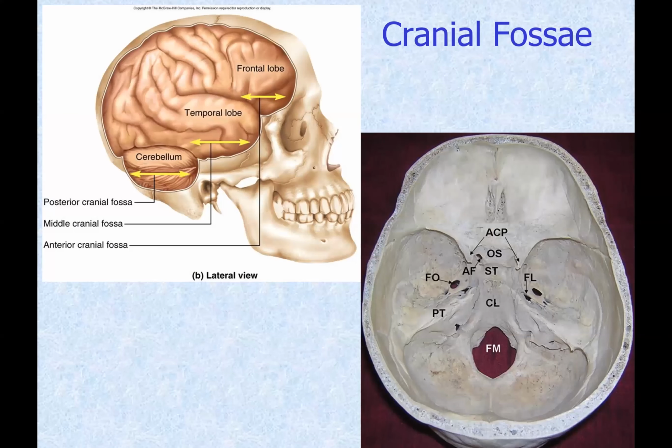Okay, now these are these cranial fossae. Okay, let me. Okay, don't say thank you. Okay, because then I have to check again.